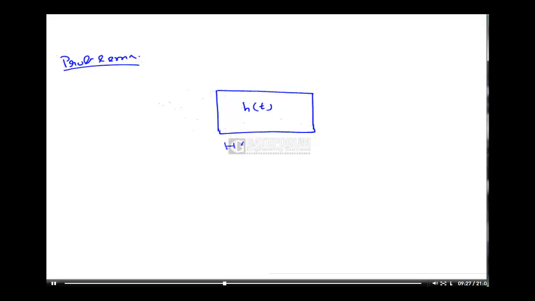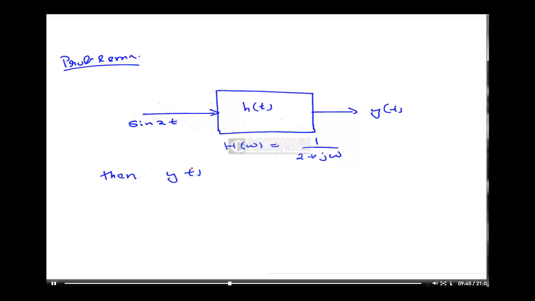We will see a few problems for understanding the frequency response of the system. Suppose a system is defined by h of t for which H of omega is 1 upon 2 plus j omega. If input to this system is sine 2t and output is y(t), then y(t) is question mark. We have to find the y(t).